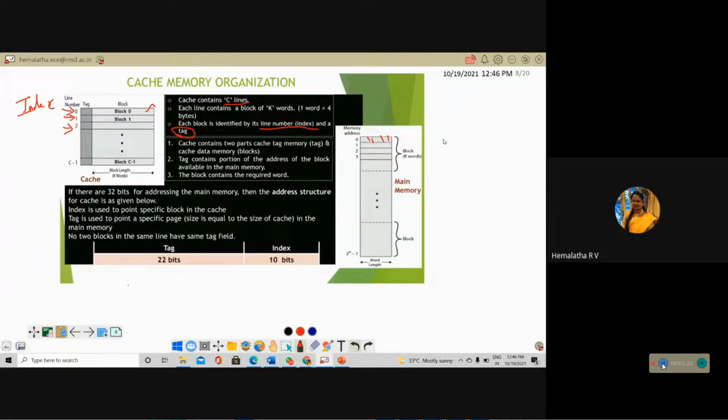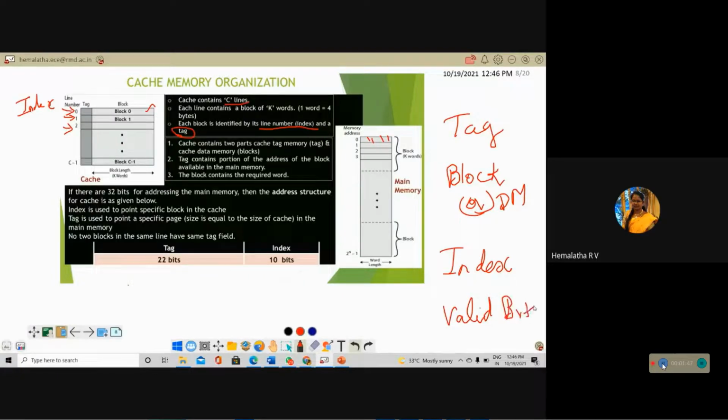So totally we have 4 pieces of information regarding your cache. The first one is the tag. The second is the block, or data memory. The third one is the index. The last is the valid bit. So these are the 4 major parts we need for your cache memory: tag, block or data memory, index number, and valid bit.